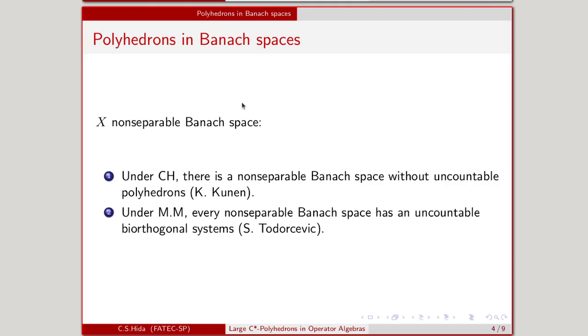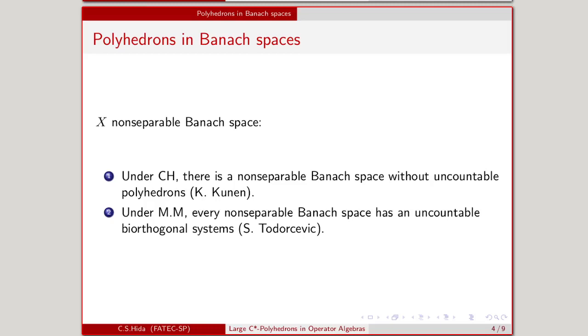And as we have seen, if you have an uncountable biorthogonal system, we have in particular a polyhedron. The support points of the biorthogonal system give us a polyhedron. So assuming Martin's Maximum, every non-separable Banach space has an uncountable polyhedron. These two results show us that the question of whether every non-separable Banach space admits an uncountable polyhedron is undecidable in ZFC.